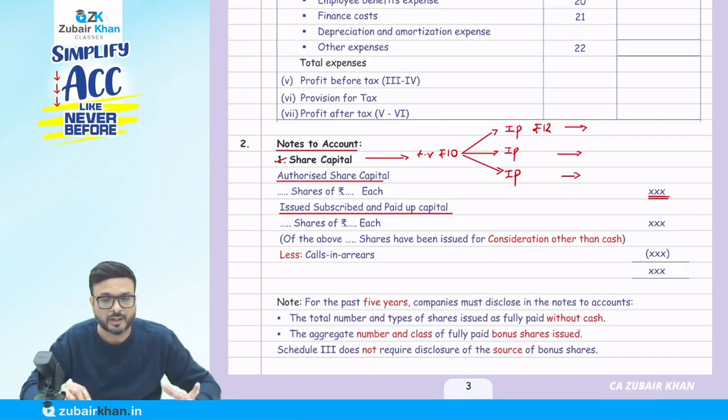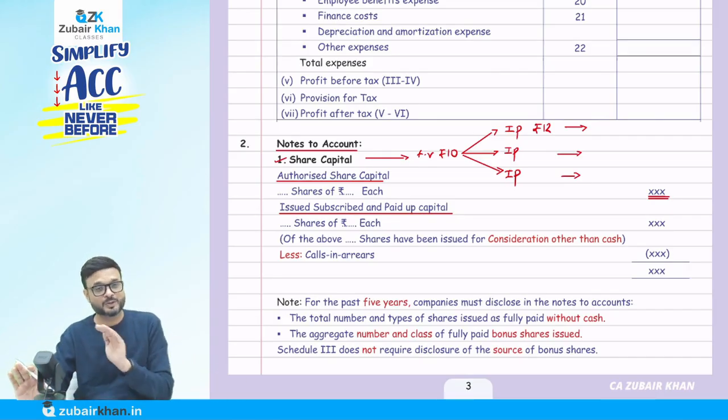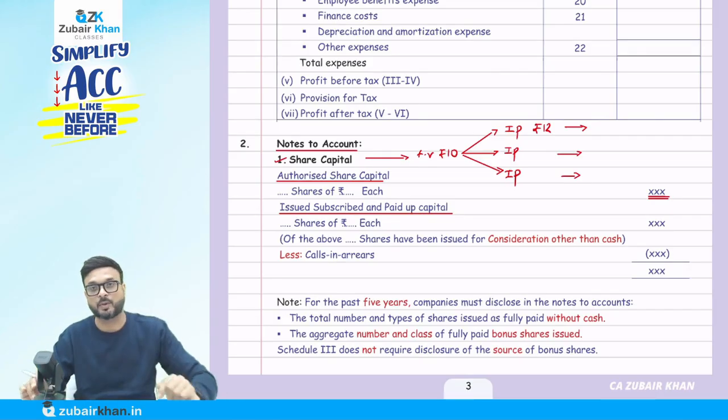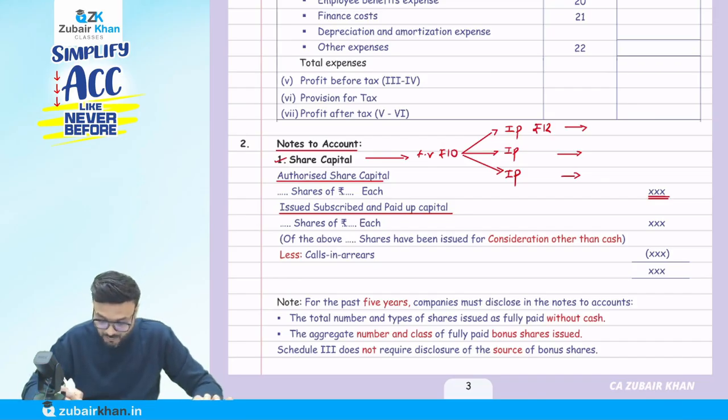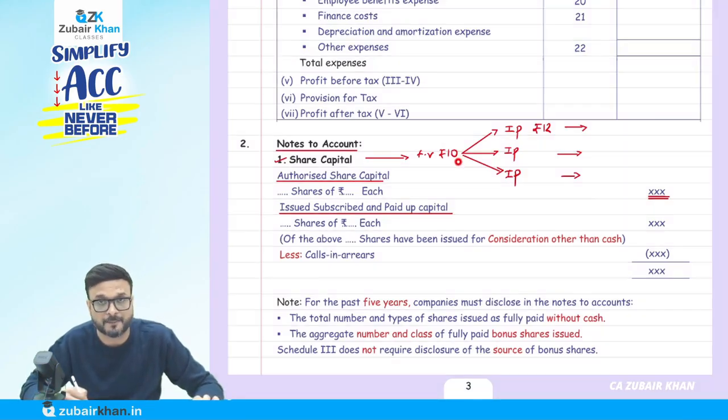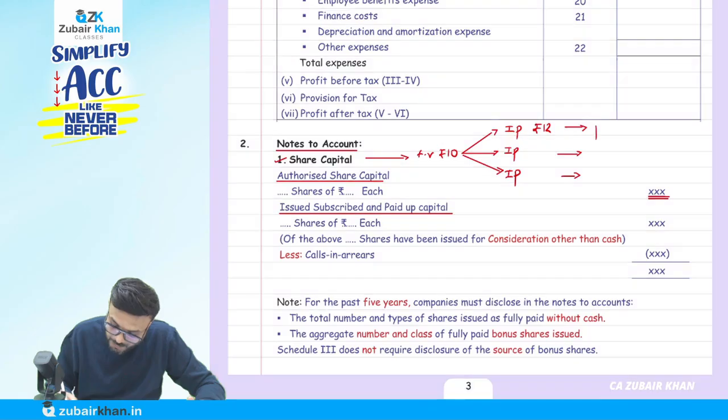I'm not worried about the marks. I know that you're going to score 80 plus. Now focus is more important. If the face value of the share is rupees 10, and your issue price is 12, we are issuing at what? Premium.